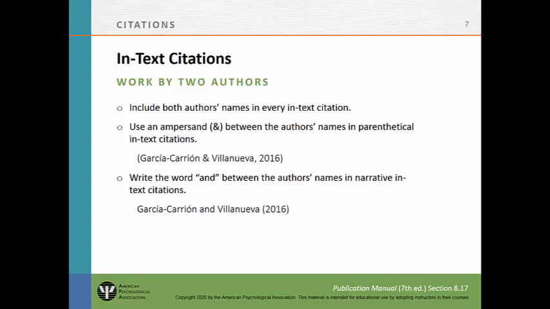If it's a parenthetical citation, then you include an ampersand between the authors' names, and notice that there's only a comma after the second author's surname. On the other hand, if it is a narrative citation and you're talking about the authors outside of the citation, then you don't use an ampersand. Instead, you spell out the word and. We never have an ampersand outside of a citation in APA format. You should always be spelling out the word and unless it's inside a citation.